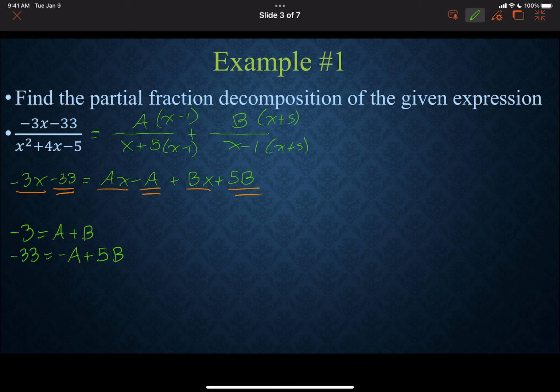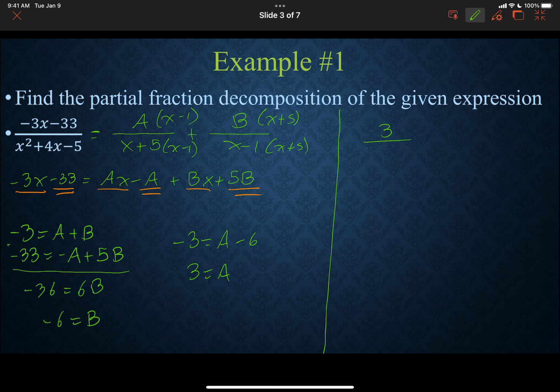For the most part, these will be set up in a way that you're probably going to use elimination, but you are obviously welcome to use substitution instead. Here it's clear elimination. I've got a and negative a, so they're just going to cancel when I add the equations together, getting negative 36 equals 6b. Therefore, b is negative 6. Going back to the first equation, negative 3 equals a minus 6 gives us a to be a positive 3. So our final answer would be 3 over x plus 5, plus negative 6 over x minus 1.